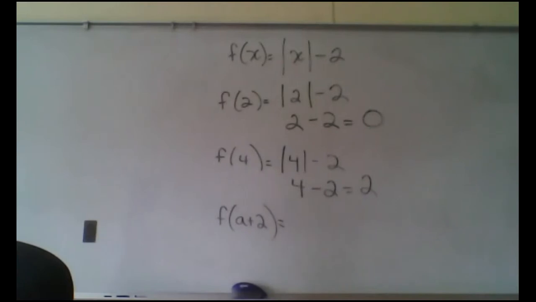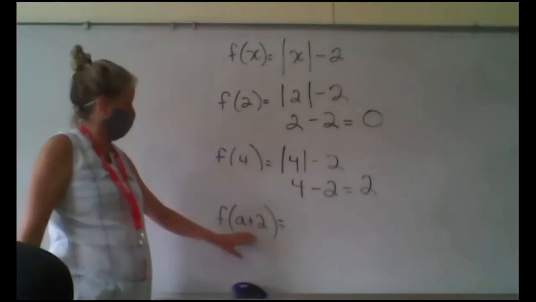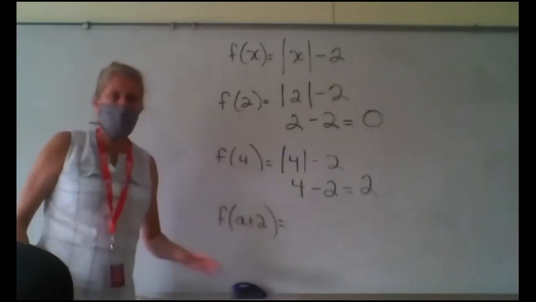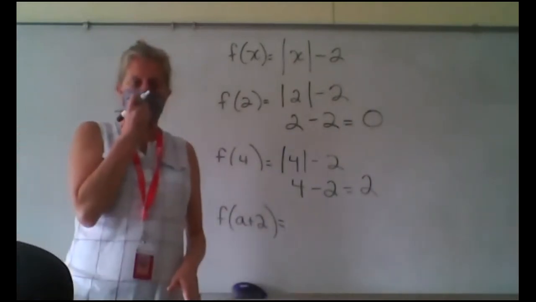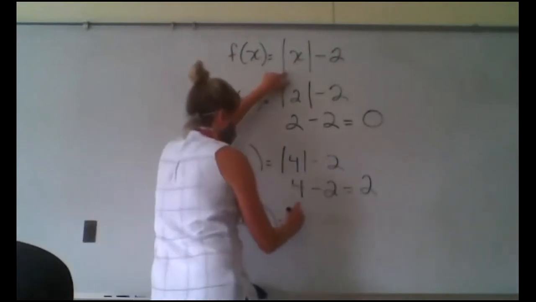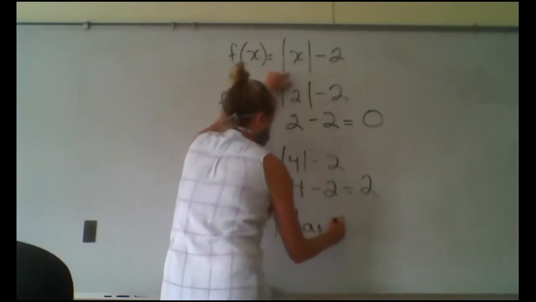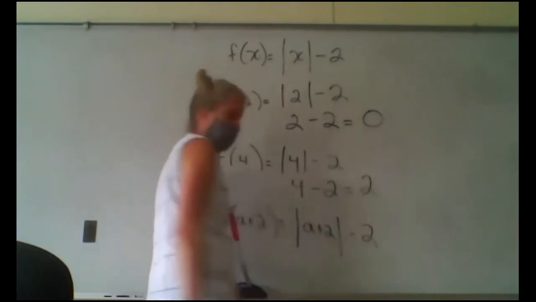Now, the last one. This one's a little different. What am I replacing the x with in this part of the problem? Well, exactly whatever is in the parentheses, which is a plus 2. So here I'll have the absolute value of a plus 2 minus 2.